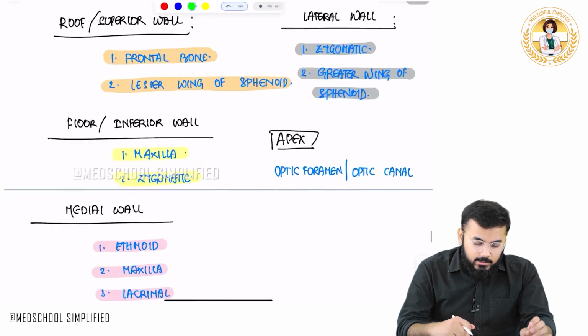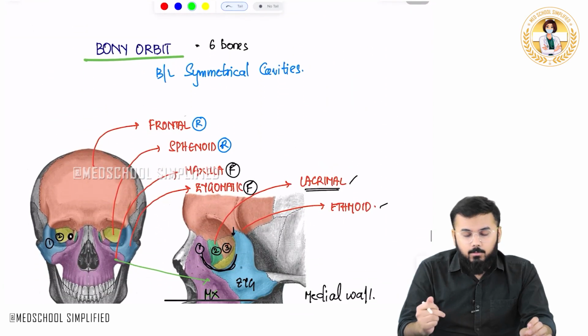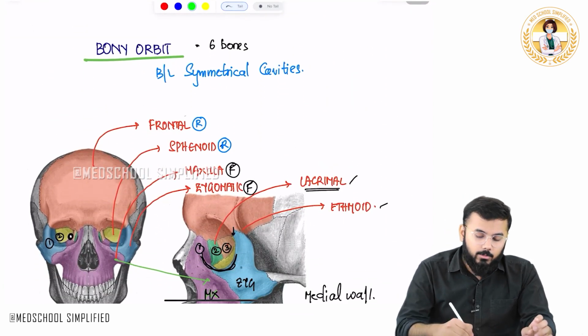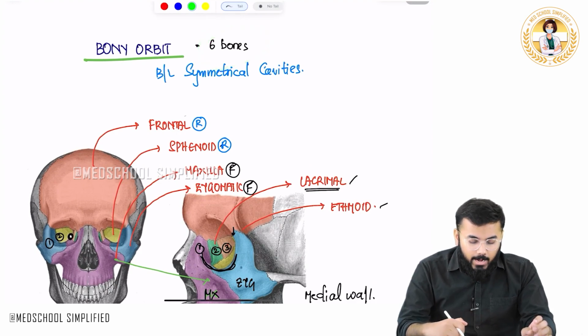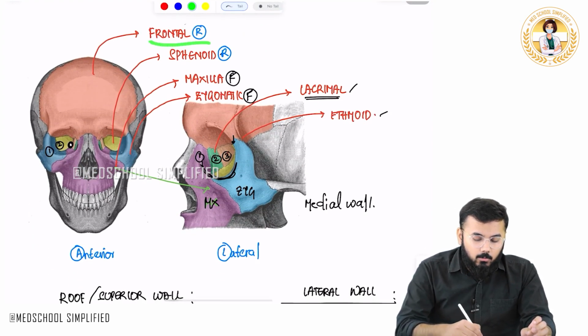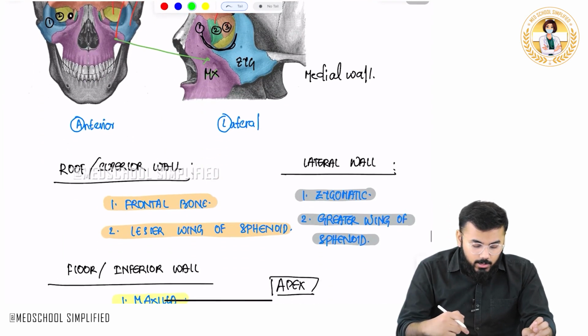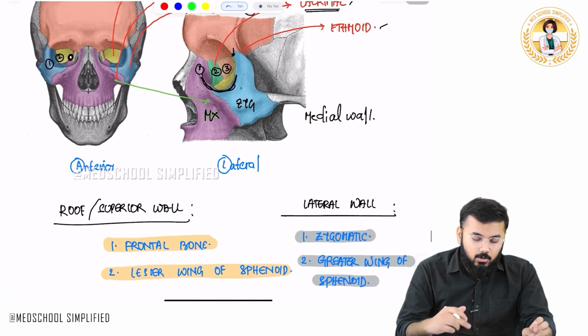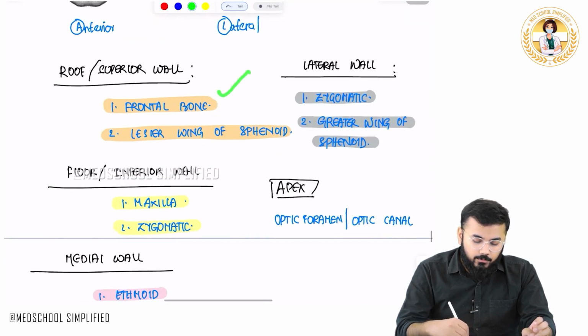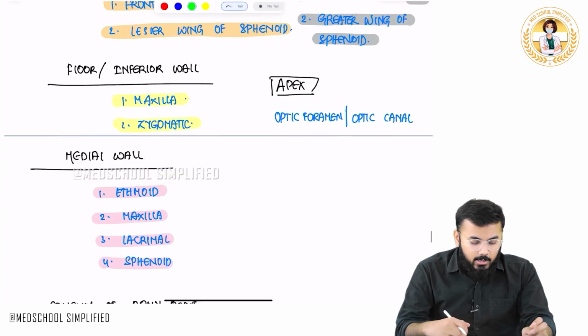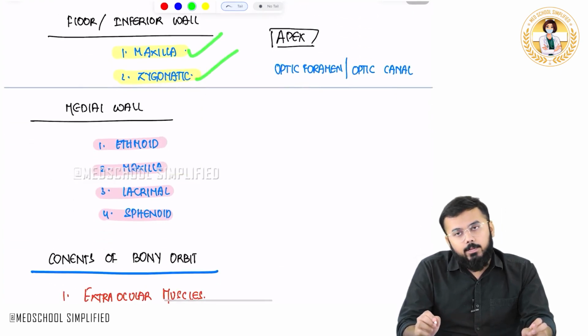So we started our discussion with the bony orbit. I told you that the bony orbit has 6 bones. And what are those 6 bones? Frontal bone, sphenoid bone, maxilla, zygomatic, lacrimal as well as the ethmoid bone. Now here the roof consists of what structures? Roof consists of the frontal bone and lesser wing of sphenoid. Floor consists of maxilla and zygomatic, right?